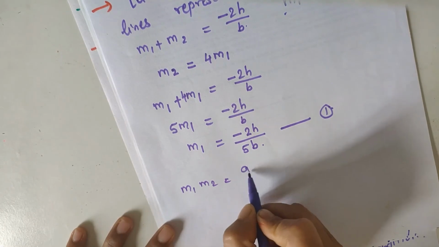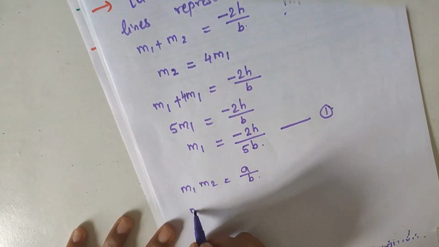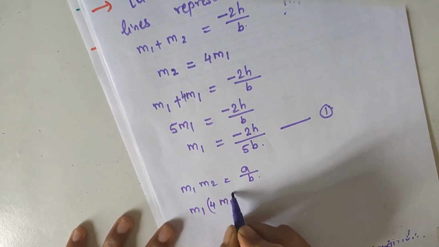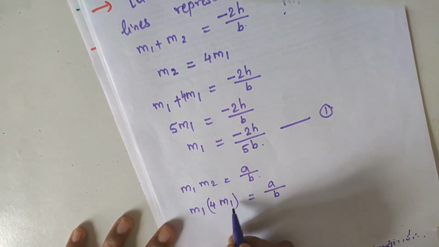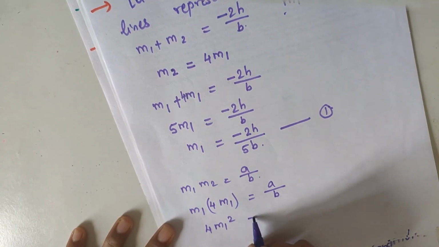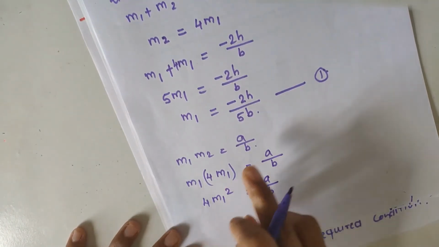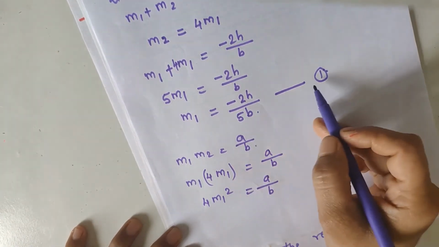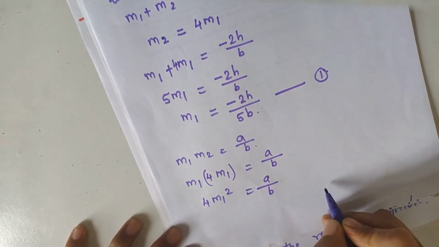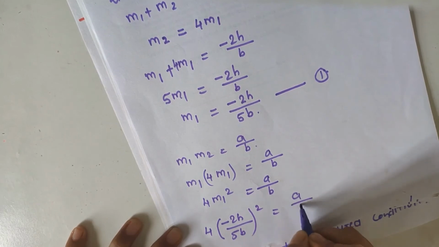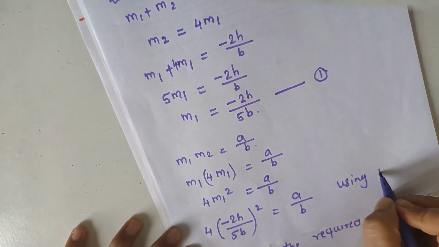Now the product of slopes m1 m2 is equal to a upon b. So the value of m2 is equal to 4 m1. Substituting this value, we get m1 into 4 m1, which is 4 m1 square is equal to a upon b. Now we have the value of m1 is equal to minus 2h upon 5b from equation 1. So we can substitute this value in this equation. Then we get 4 into (minus 2h upon 5b) whole square is equal to a upon b, using equation 1.